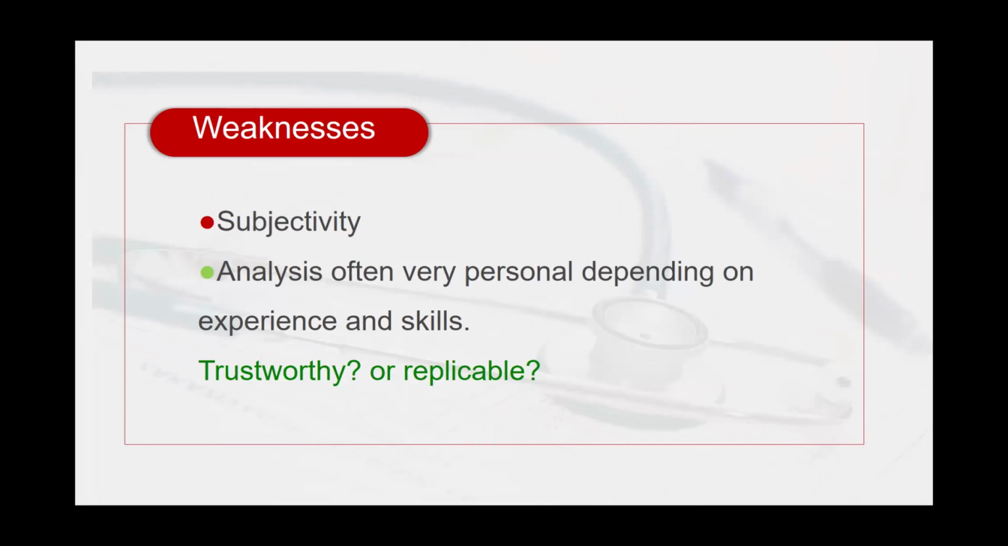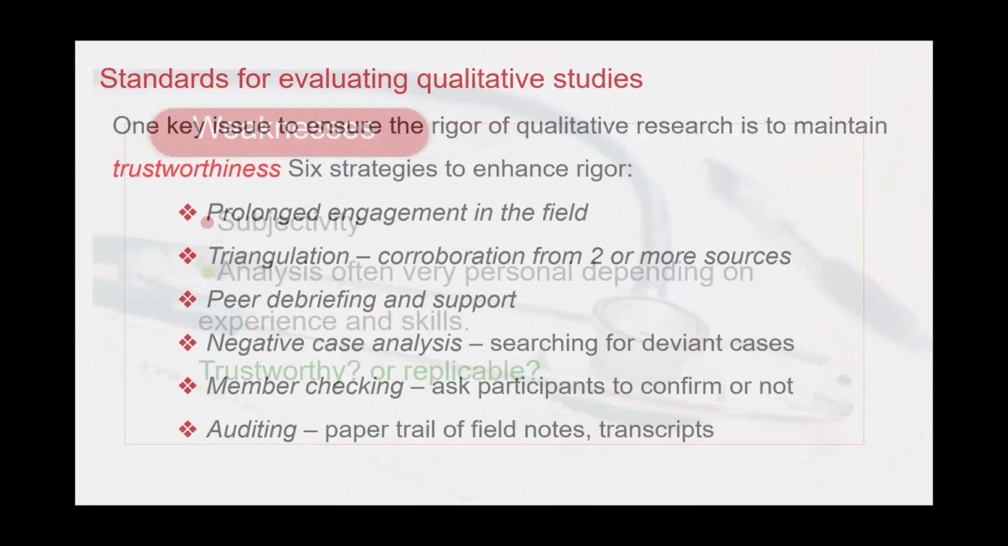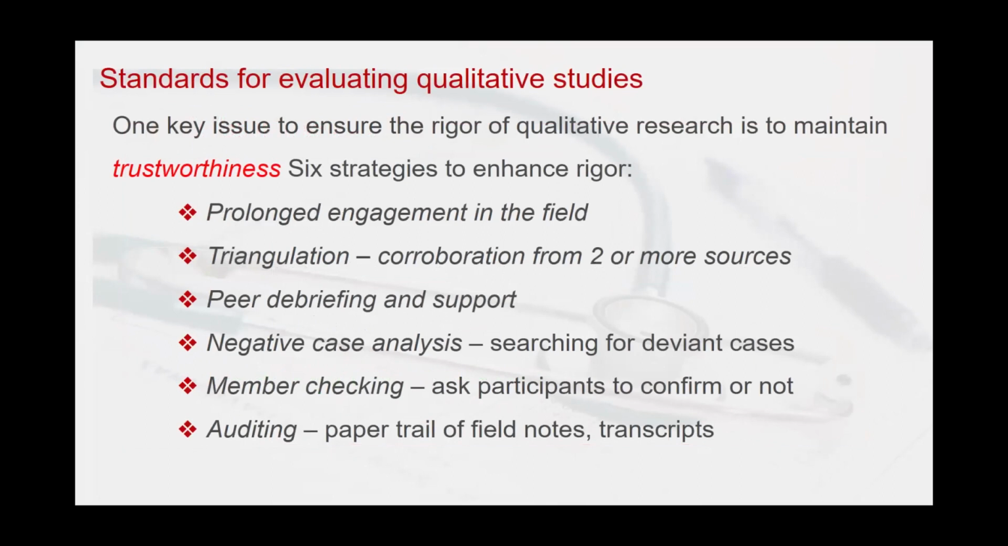To ensure rigor in qualitative studies, we have to use some strategies. Here are six often-used strategies during data collection and data analysis for qualitative studies. The first one is to increase the time spent in the field. You can spend a longer time doing observation in the field to get more data in the natural setting.